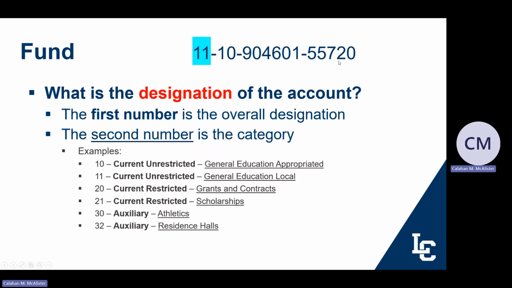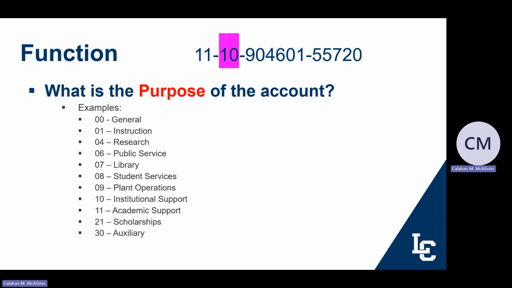To help break it down, the first one is 11. This tells us the destination of the account. The first number is the overall destination, the second number is a category. So this 11 corresponds to current unrestricted, general, educational, local. You'll notice there are other funds as examples on the screen. Next, the set of 2 is for your function. This is the purpose of the account. This one is a 10, so this is institutional support.